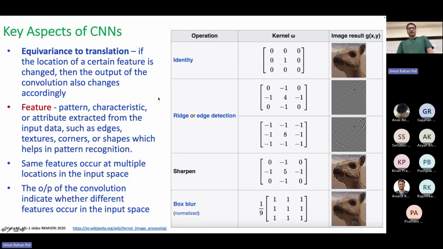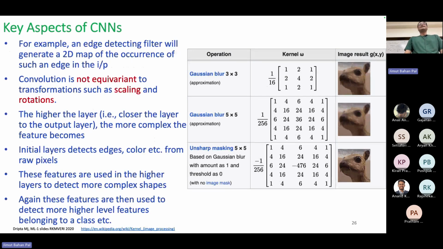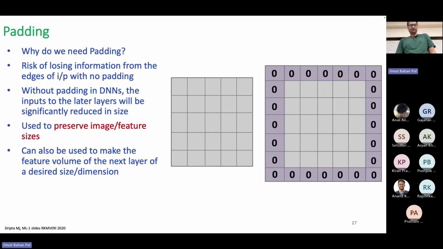In general, in an image, the same feature can occur at multiple locations in the input space. So the output of the convolution indicates whether different features occur in the input space. By the way, I am writing everything in this slide, so this will be helpful when you revise, right? Because in general, mostly I will be skipping, but yeah.